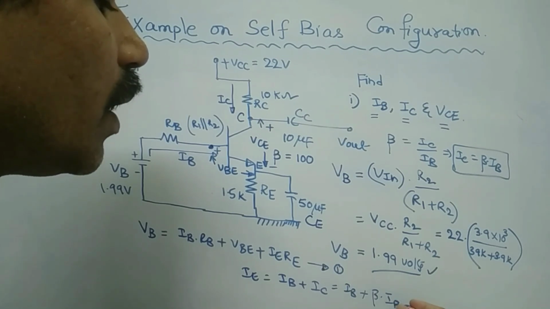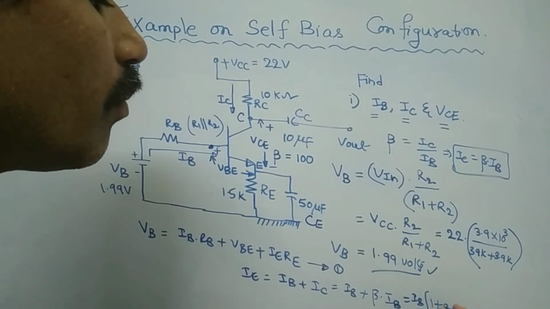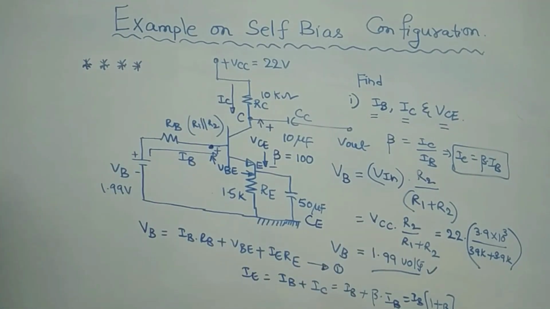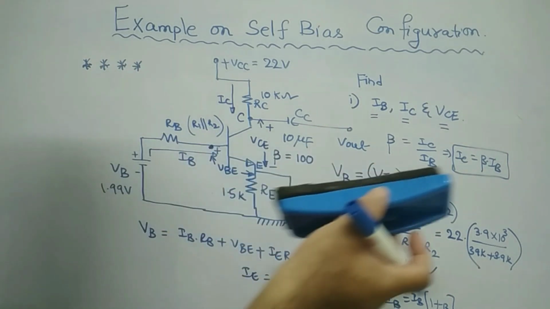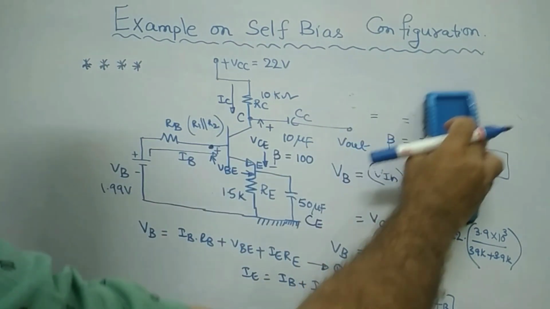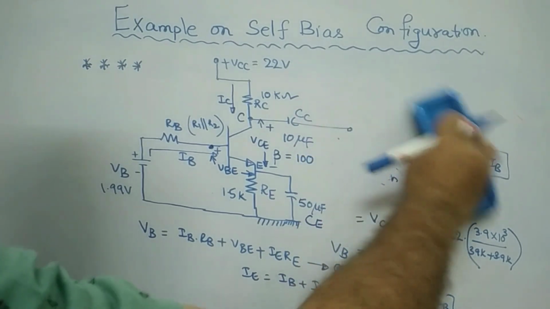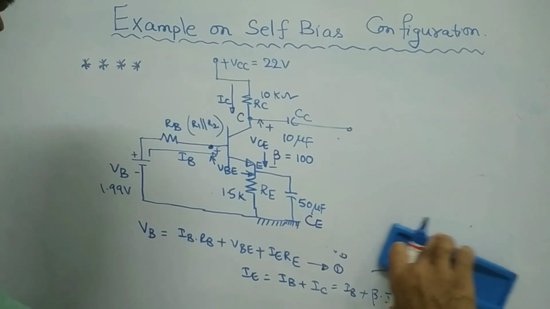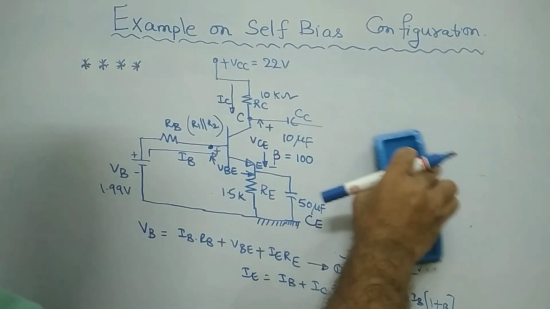Therefore, beta times IB. You can take IB as common, 1 plus beta. This is what your IE is. Now I can erase this so that you can understand very well, and I can write that expression here.